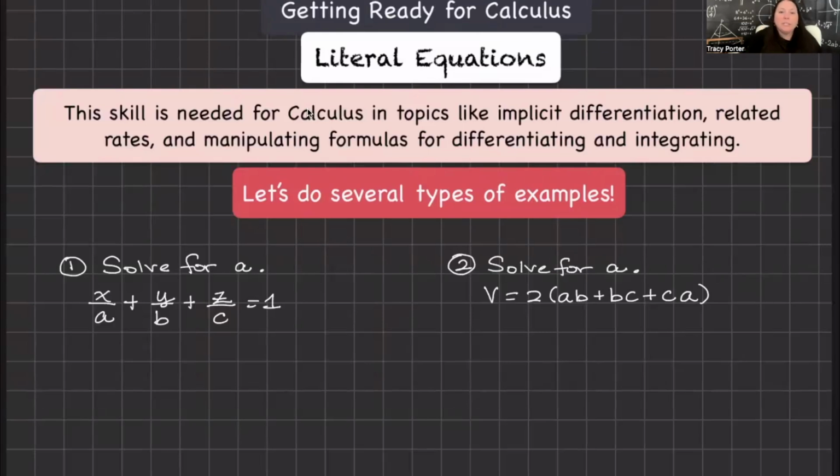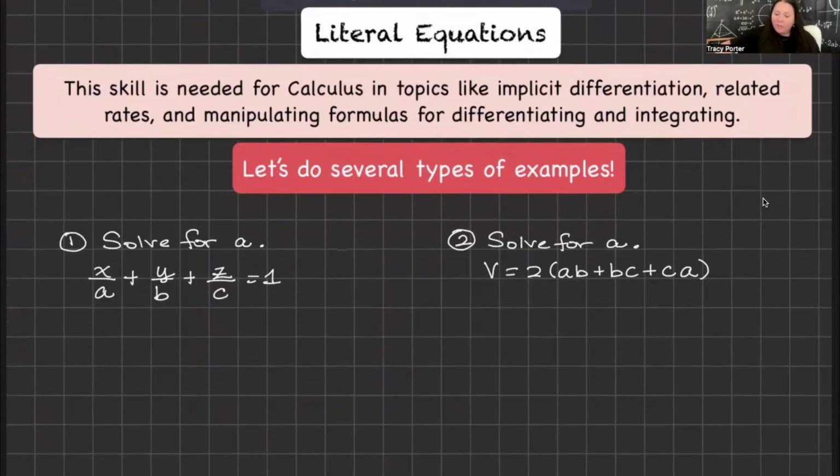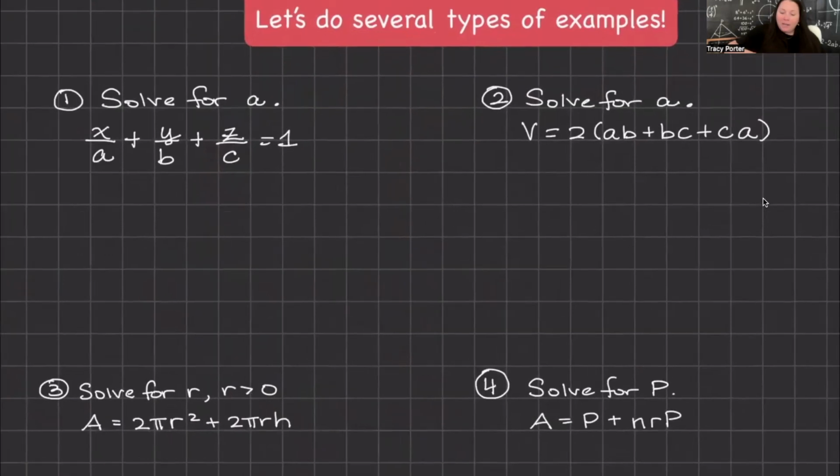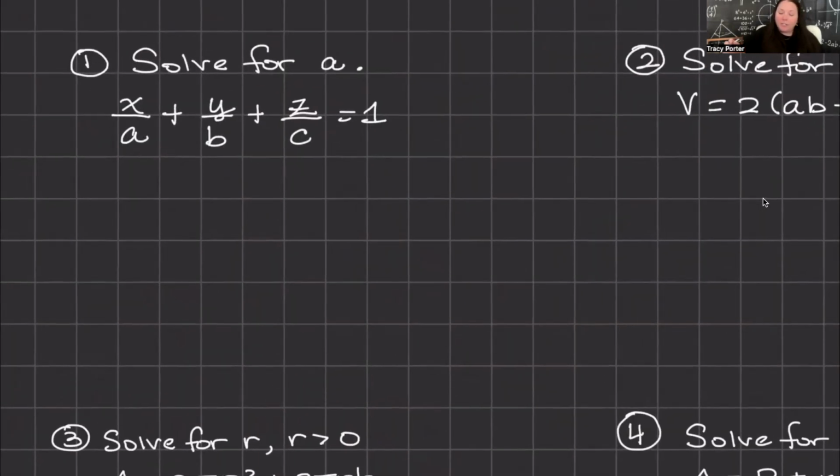This video is on literal equations, which is solving one equation for a variable specified in terms of other variables. And it is definitely needed in calculus for various topics. The best way to do it is just to do several examples to practice because you have all kinds of types of equations that you might need to deal with. So we're just going to jump right in and look at our first example.